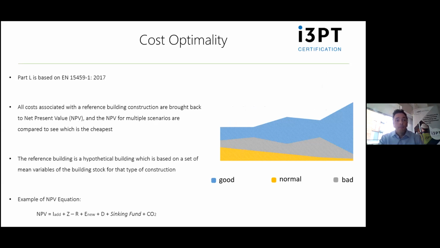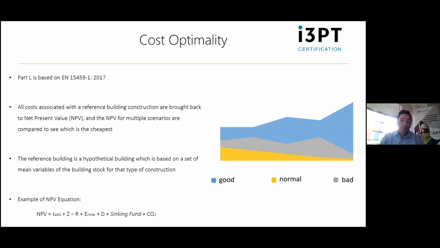So Part L is based on EN 15459. And in that, we bring all future costs back to the net present value for various scenarios. And we compare these to see which is the cheapest. The reference building that is assessed is a hypothetical building, which has been determined for a specific building type. In Ireland, we have a database of building typologies on a system called Tabula. For example, the average size of an office block in Ireland could be determined, and this will be the reference building for the Irish cost optimal studies.